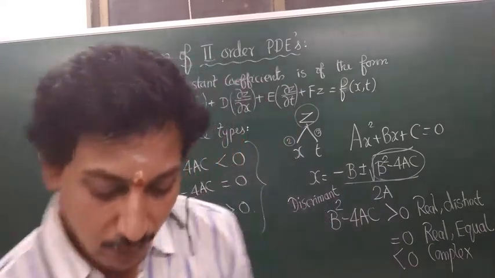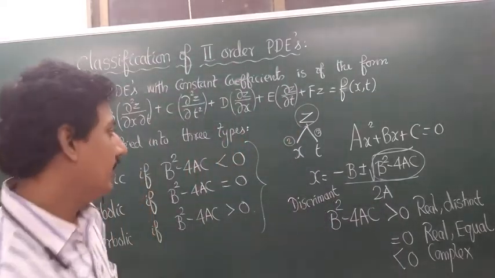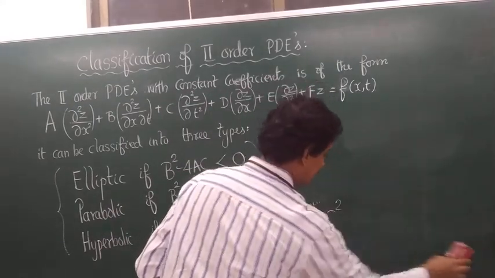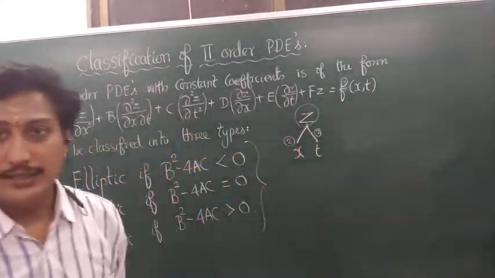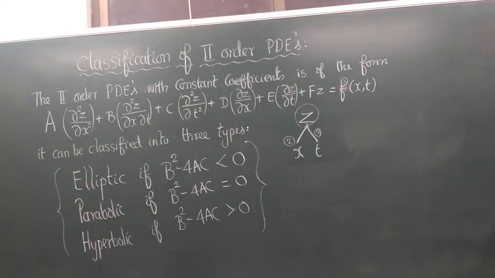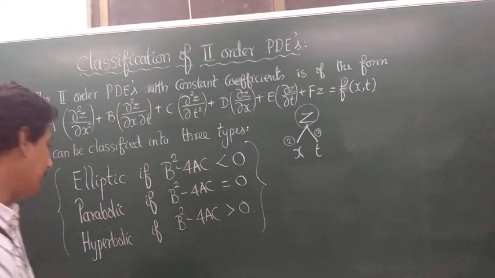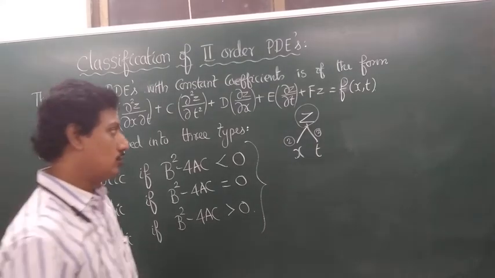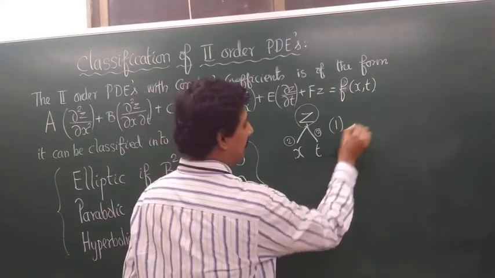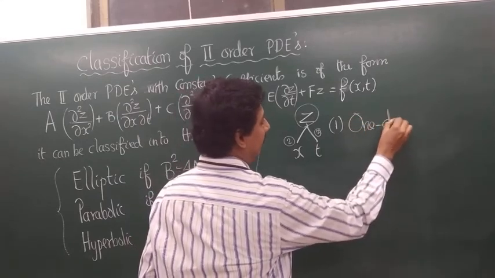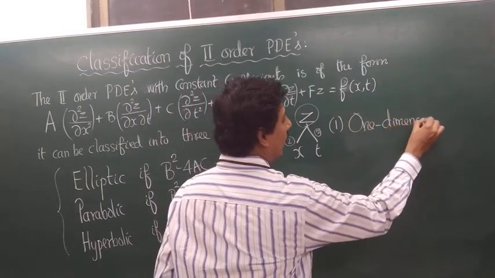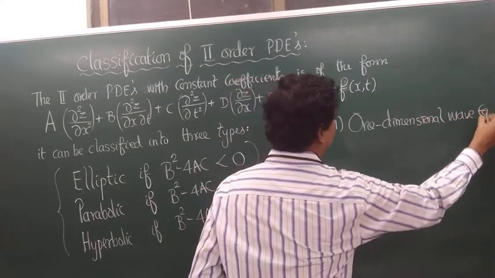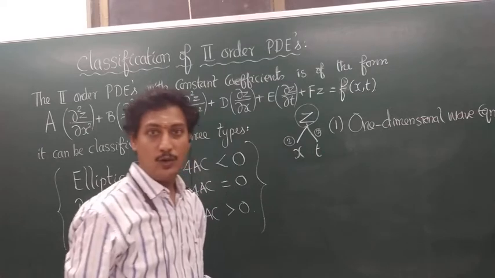Now, we are going to discuss a few important equations, examples of the hyperbolic, parabolic and elliptic types. What are those equations? The first one I am considering is the one-dimensional wave equation. What is the one-dimensional wave equation?